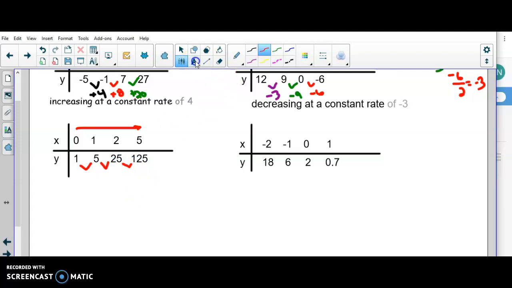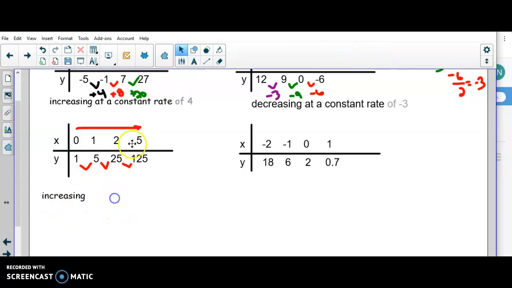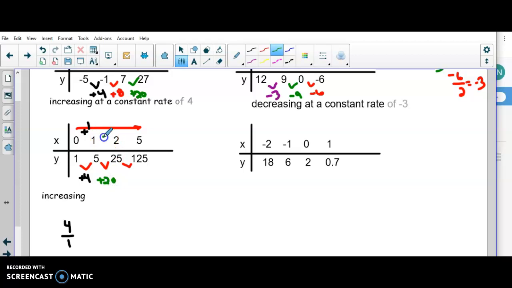Okay? So we know that this pattern is going to be an increasing pattern, but we just want to know how it's increasing. So first it goes up and it increases by 1, and this increases by 4. So our first ratio might be 4 over 1. Let's look at our next ratio. 5 to 25. That's an increase of 20. And this is still an increase of 1. So we have 20 divided by 1.